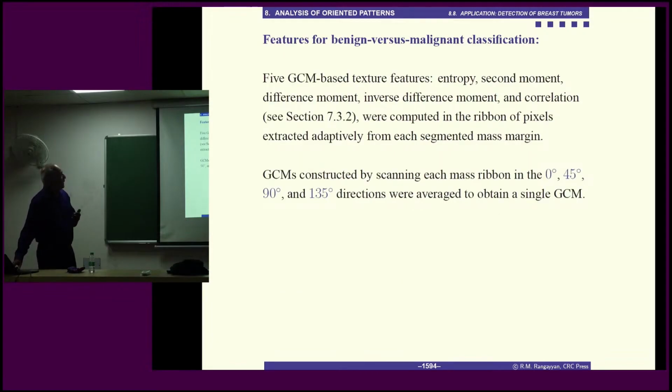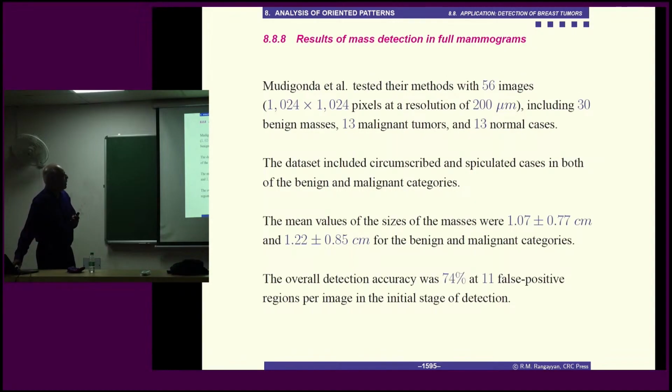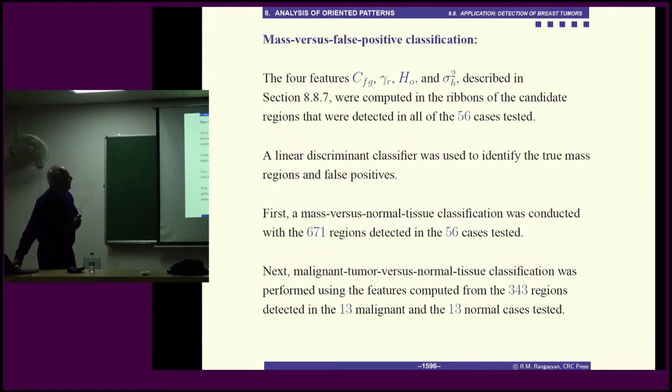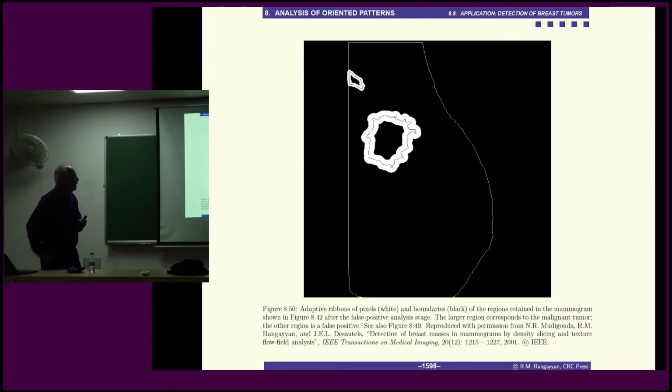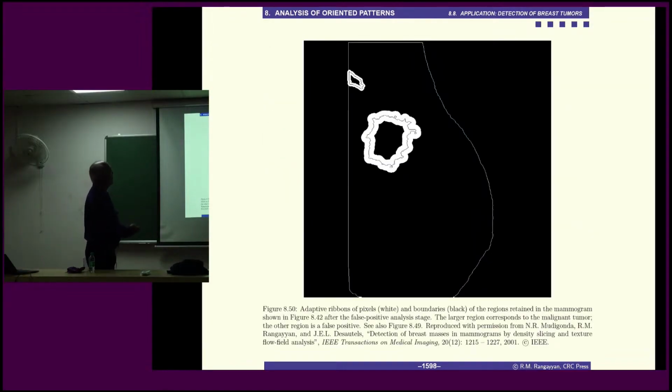So benign versus malignant classification is what we were interested in. So we got some results. Let me just go to the results here. So in this particular case, the tumor was the only one left at the end. All these other false positives were rejected using the additional features I mentioned. Dr. Desertel said this could possibly be a lymph node affected by cancer, but we were not sure of that. So we can say one false positive.